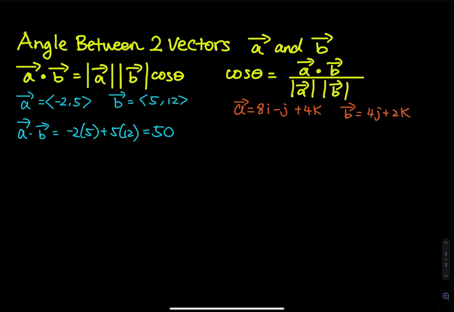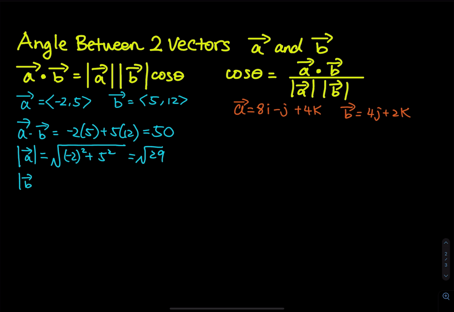And then how about the magnitude? The magnitude means the length. So the magnitude of A is equal to the square root of negative 2 squared plus 5 squared. So we have 4 plus 25, 29. And then the magnitude of B is equal to the square root of 5 squared plus 12 squared, 25 plus 144, 169. Take the square root of that, you get 13.